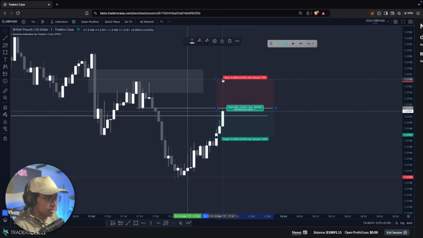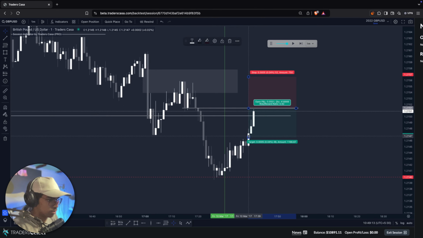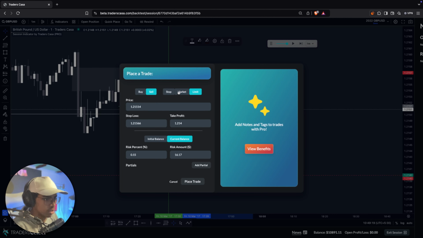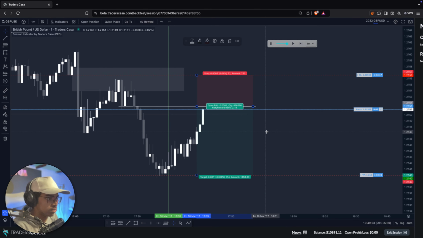This is the point where it should be taken, and this is the high. At least this should be the high. This should be the stop loss, because after the market started rallying upward, it's going to go downward. Open position, I'll be selling at market, then 0.15, then fine, its current balance, okay, then place trade.